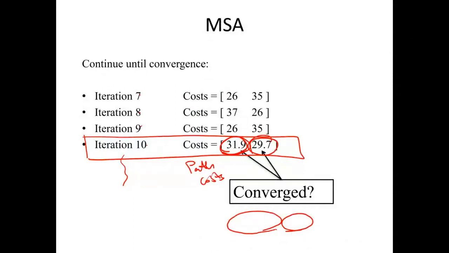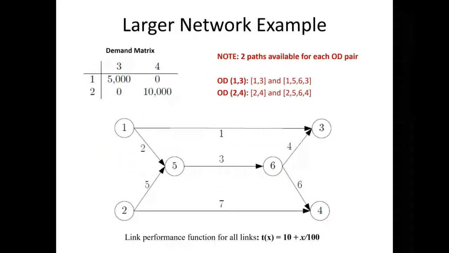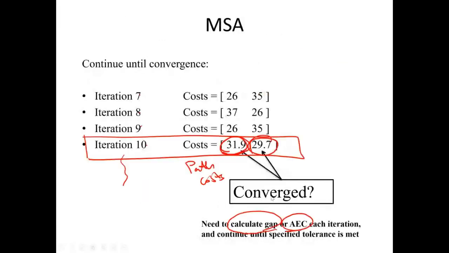So I'm not going to go back and calculate the gap, but I'm going to go over another example and calculate the AEC and relative gap in another example of MSA. So you also get to see application of MSA on a larger network and also calculation of the relative gap and AEC here. But before I continue, any question from the previous example?